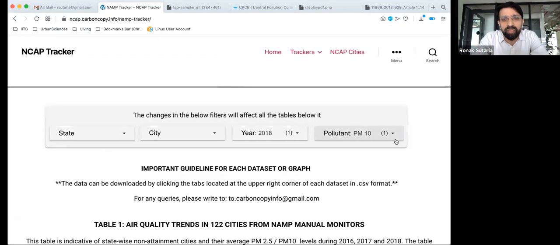I think our Carbon Copy team will be sharing some more additional insights, but more on the technical and the data and the program side. This is a quick overview of the whole situation. I think that's about all from my side at this point.